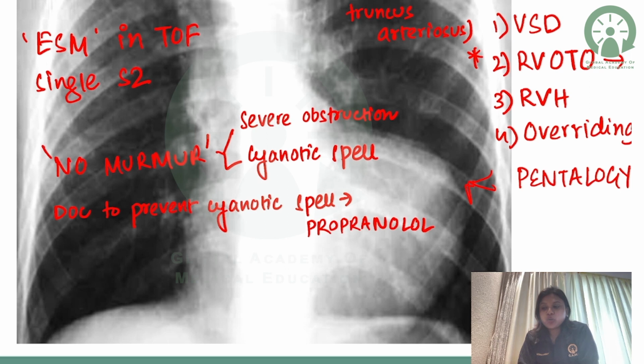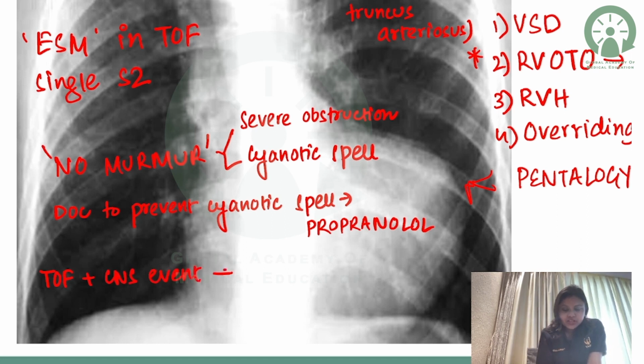Now, another question from TOF physiology is that suppose you get a baby with TOF and you find that there is an acute CNS event. So, a TOF baby with an acute CNS event. It can be in the form of seizures, it can be a focal neurological deficit, or it can be in the form of fever with seizures. So, what are the possibilities in a baby with TOF with a CNS event? It can be a cortical thrombosis.